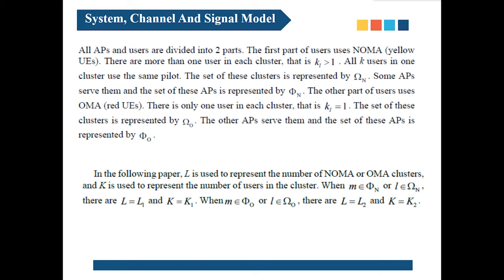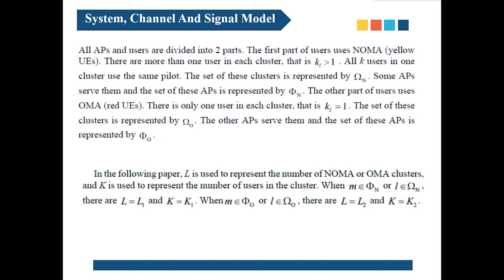There is more than 1 user in each cluster, that is K_l greater than 1. All K users in one cluster use the same pilot. The set of this cluster is represented by omega_N. Some APs serve them, and the set of these APs is represented by phi_N. The other part of users uses OMA, the right UEs. There is only 1 user in each cluster, that is K_l equals 1. The set of this cluster is represented by omega_O. The other APs serve them, and the set of these APs is represented by phi_O.